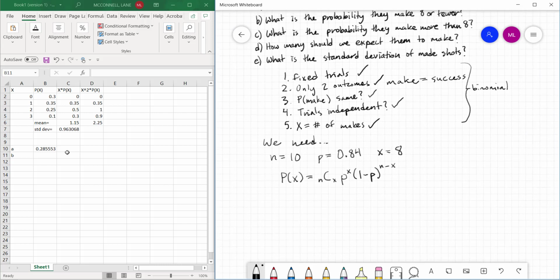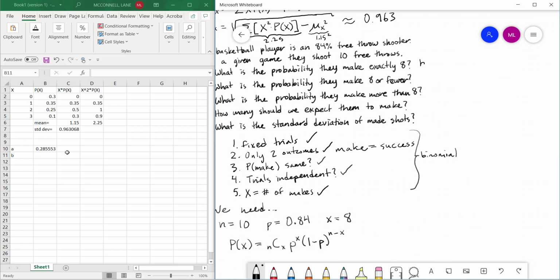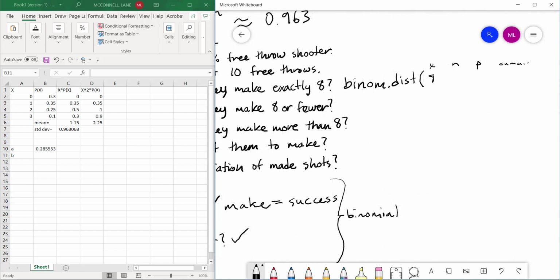So again, I'm going to go on Excel, and I'm going to do, it doesn't matter if it's lowercase or uppercase, binom period dist. It'll ask for X, N, P, and then basically, do we want it cumulative? Which I'll just abbreviate like that. Okay, let's zoom in here a little bit. So we entered 8 was the value. Sorry, I'm writing with my screen open. It's a little tricky. 8, 10, 0.84, and false. We do not want it cumulative.